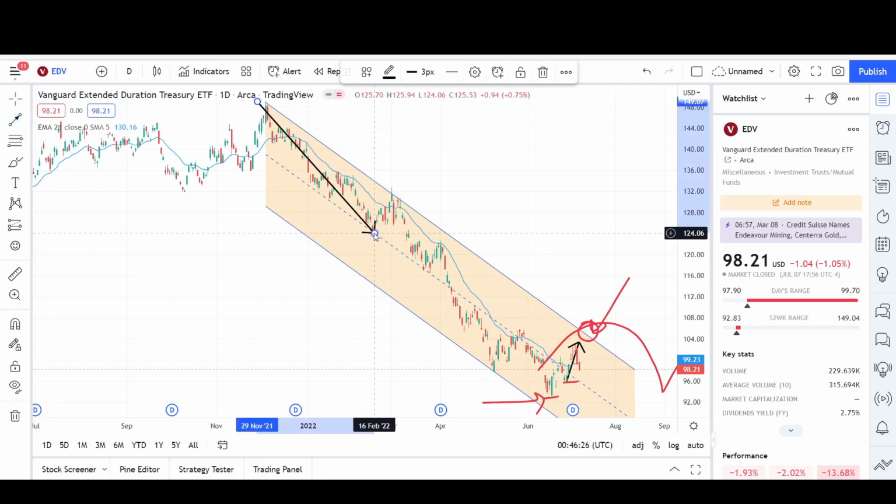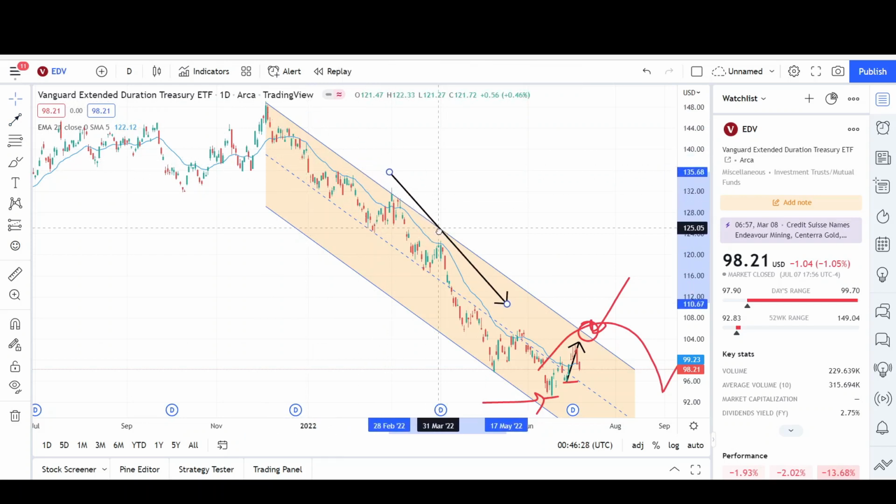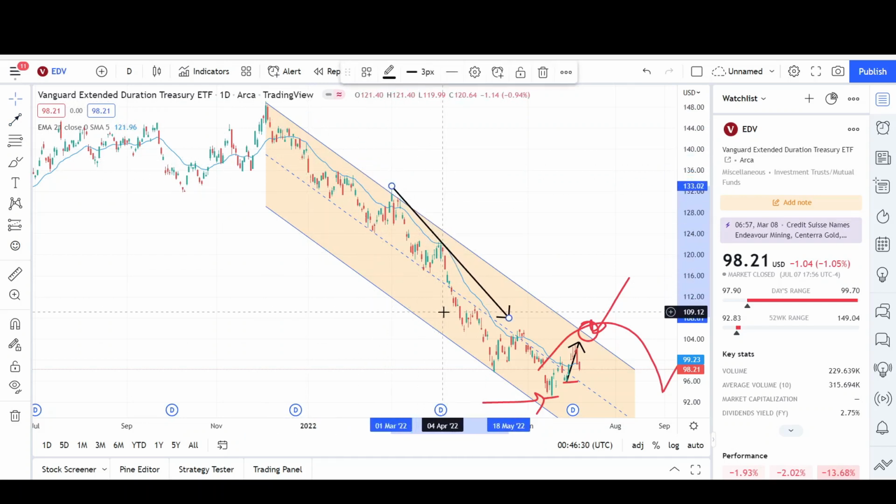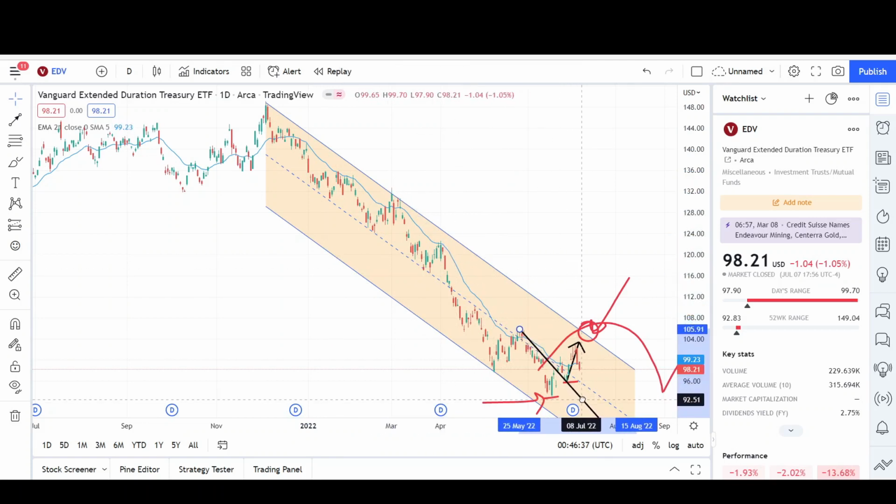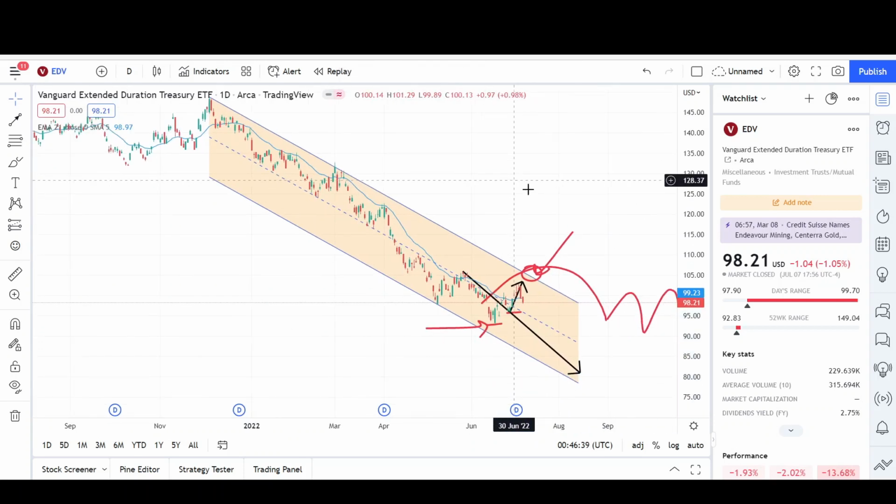Yeah, I do. You can see this was the first leg right here, and then we had the second leg, but you can see the second leg was much larger than the first leg, so that leads me to believe this is a three-wave pattern working lower. And as long as we don't go above the 106 level, this target holds, and it's right at the $81 level. So that's my target for EDV.